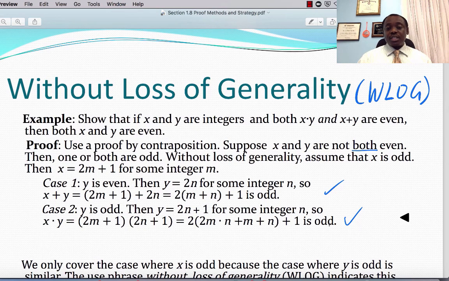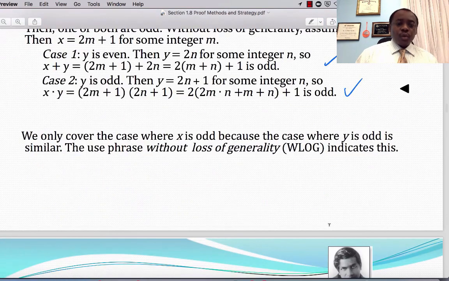In class, we would see many more examples that illustrate the concept of without loss of generality, WLOG. We only cover the case where x is odd because the case where y is odd is similar. To use the phrase without loss of generality, WLOG indicates what we have just done.